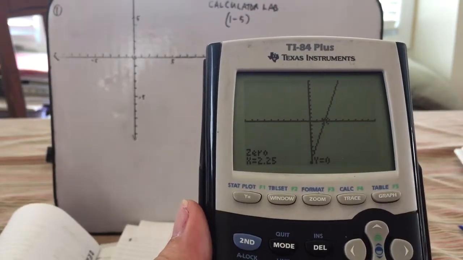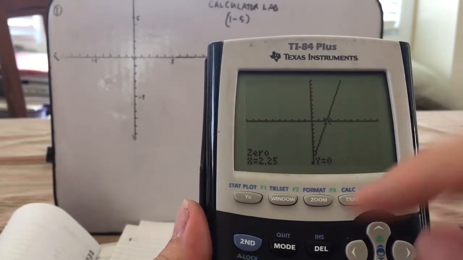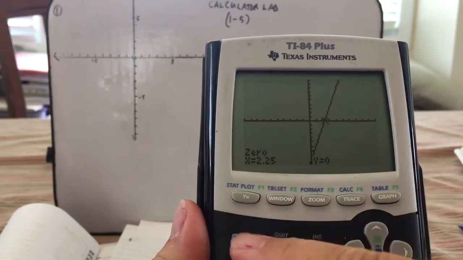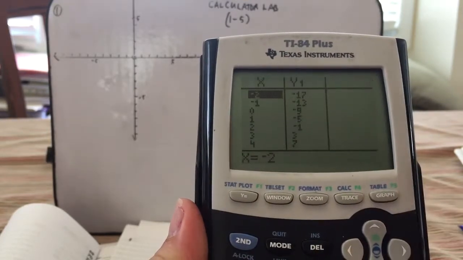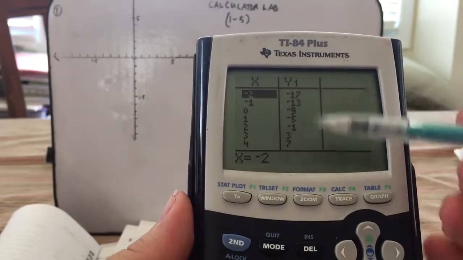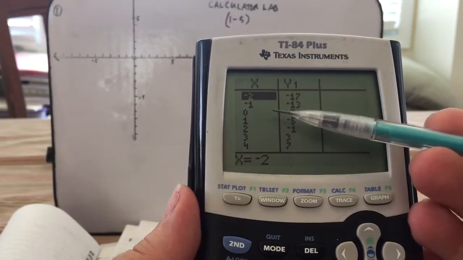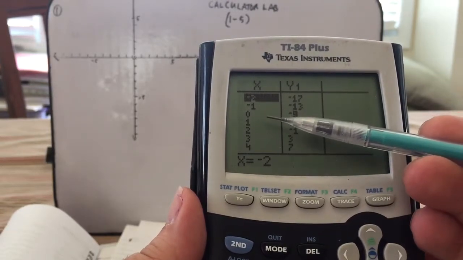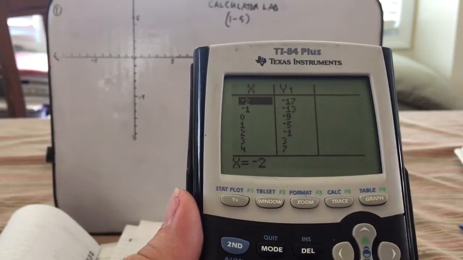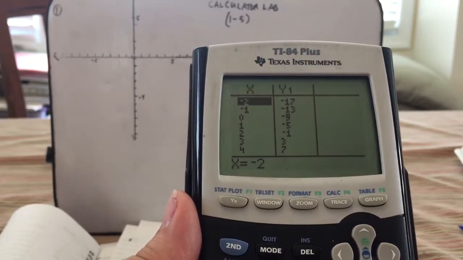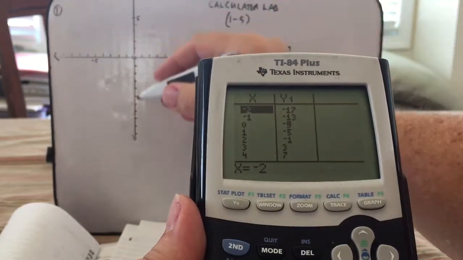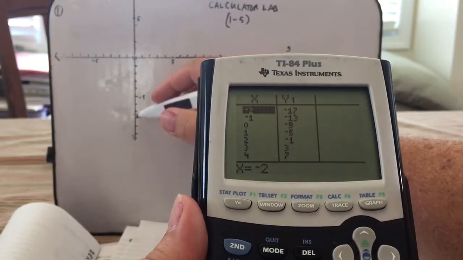Now there is more information I could get from here. It's not so much asked for in this particular lab question, but if I go to second table, which is the graph button, I can also see a table of values. So if I do want to graph this line, I can choose a table of values here. So when x is 0, y is -9. I know that that's on my line. So I'm going to go ahead and graph that.